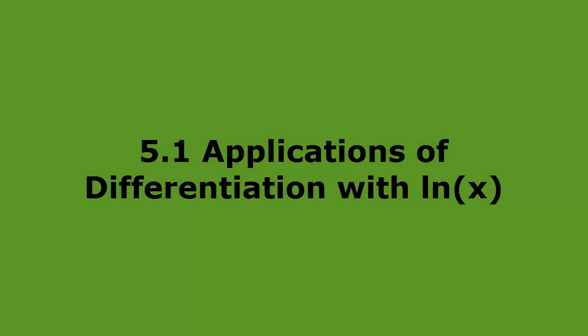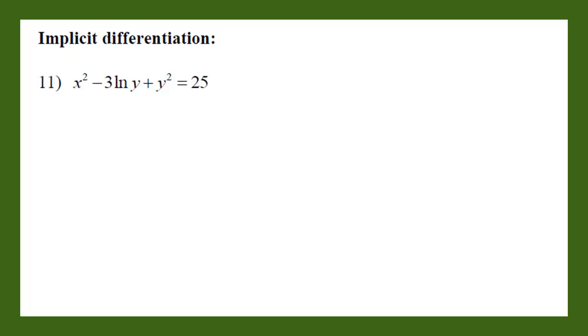Okay, this is our final video for section 5.1, and in this video we're going to work through some applications of differentiation problems involving natural log of x. Okay, so here in our notes, example number 11, we have x squared minus 3 times the natural log of y plus y squared is equal to 25, and we want to find y prime by using implicit differentiation.